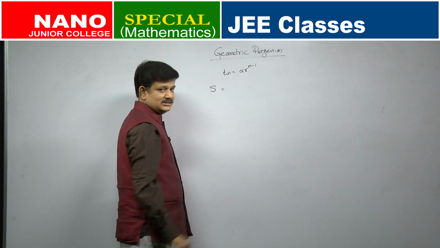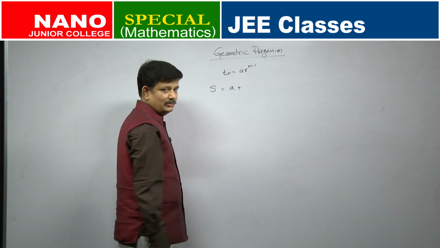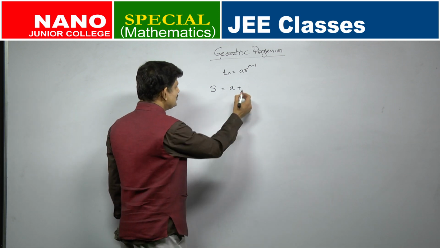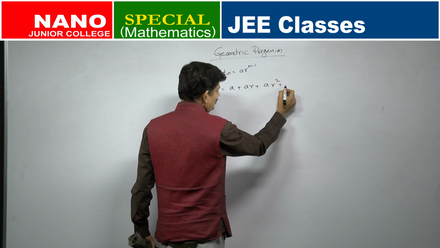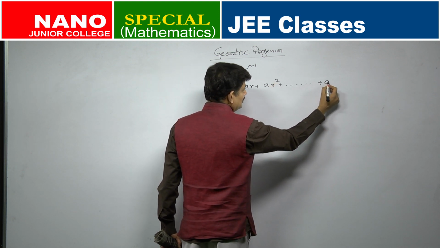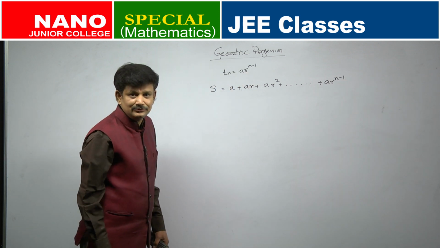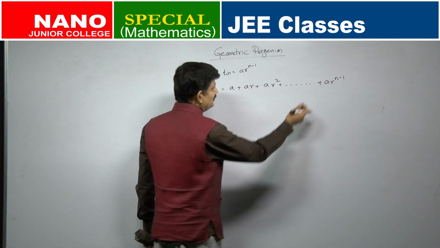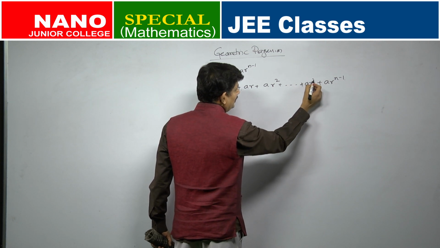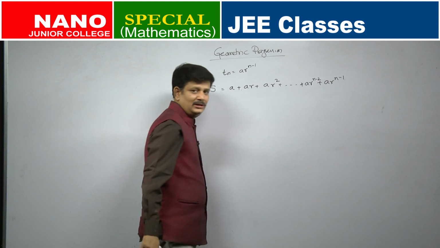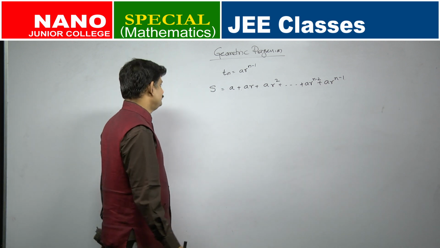Let the sum be S. What is S equal to? Sum of the first n terms. First term is A plus AR plus AR square, and so on up to the nth term, what is it? AR power n minus 1. I have to find the summation. So, for my convenience, let me also write one term before AR power n minus 1. What will it be? R less, divide by R, AR power n minus 2.